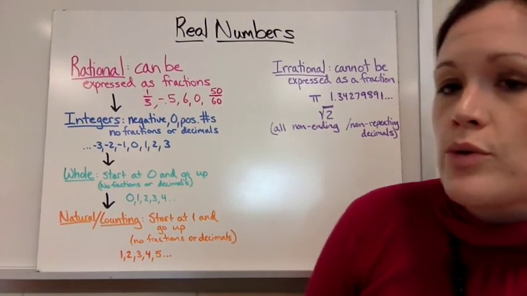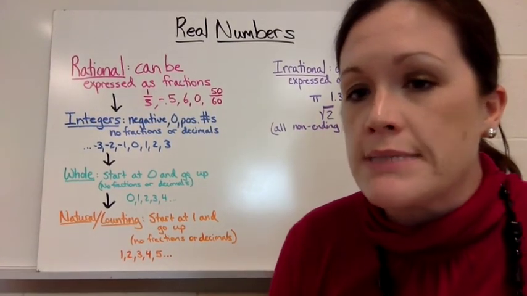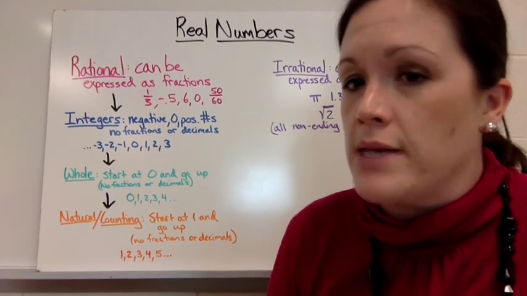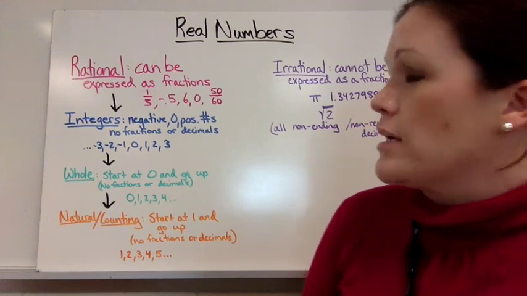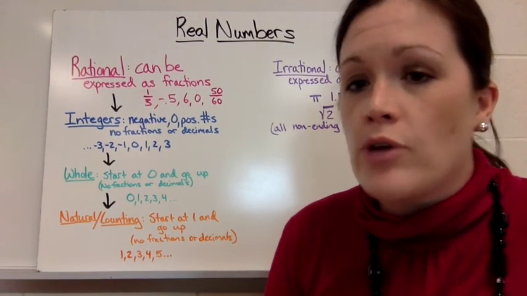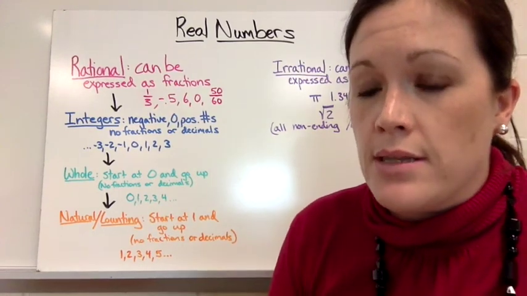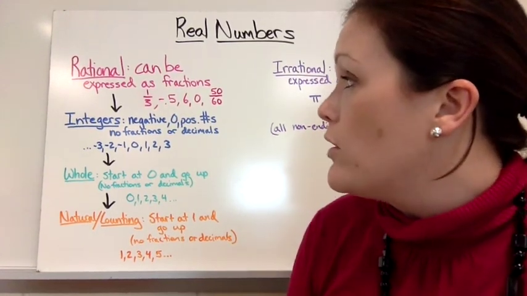Another example might be the square root of 2. So the 2 looks nice, but the square root of 2 would come out as a non-ending, non-repeating decimal. So it would qualify as being irrational. So that's a category all by itself. But rational contains some other categories that are also very important for us to talk about.